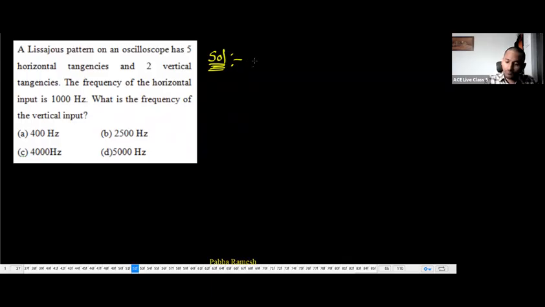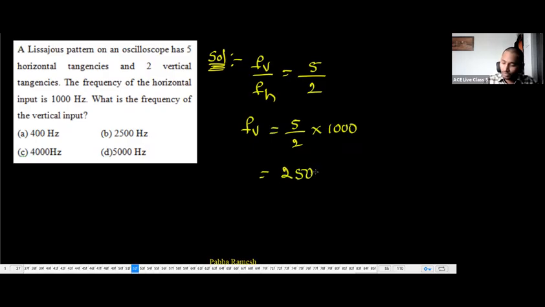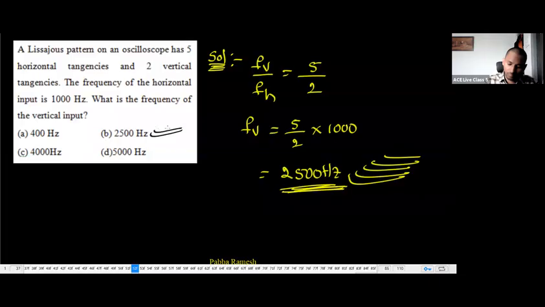Vertical frequency is asked, so I'm taking FV by FH is equal to horizontal 5, vertical 2. So therefore, FV is equal to 5 by 2 into FH, 1000. We'll be getting 2500 hertz. Right? Next, one more question.